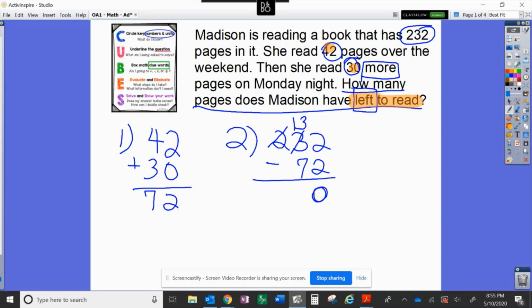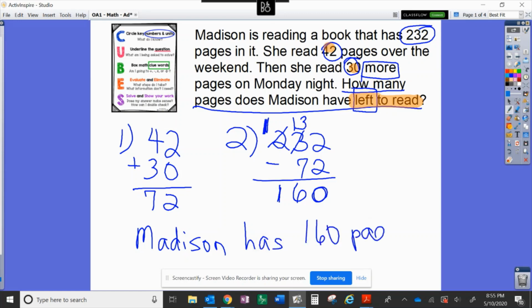Since I just took those 10 tens away from the 100, I now have 100 left. 13 tens minus 7 tens is actually 6 tens or 60, you can see there. And 100 minus 0 hundreds is 100. So I know that Madison has 160 pages left in her book. And that is going to be my solution and my sentence.